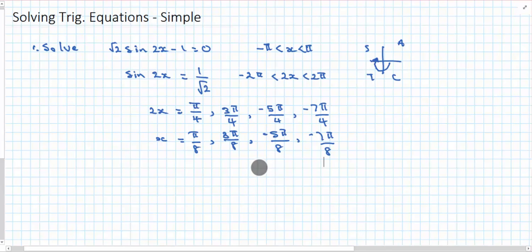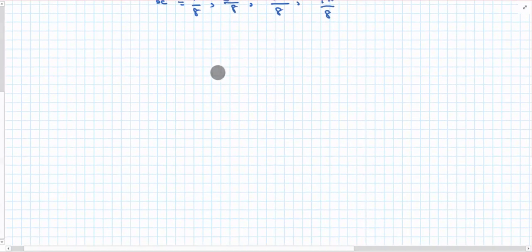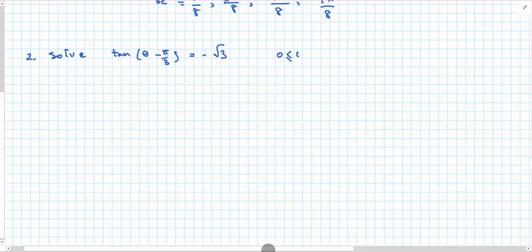Let's look at a second example. In this case, we want to solve tan of theta minus pi on 3 equal to negative root 3. And let's set the domain to between 0 and 2 pi.